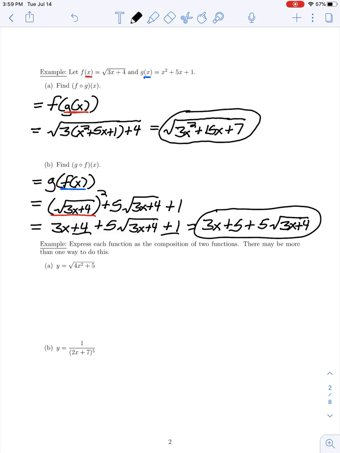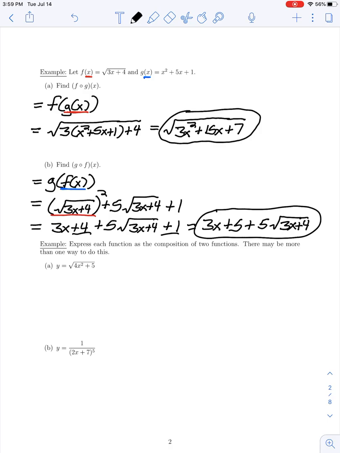So in our next example, we've got a similar problem, but working in the opposite direction. We're given a function, which is a composition of two functions, and we're told to express that function as a composition of two functions, and note that there may be more than one way to do this.